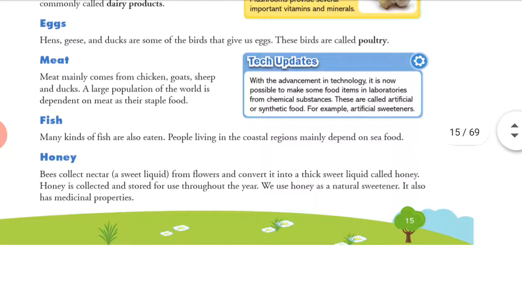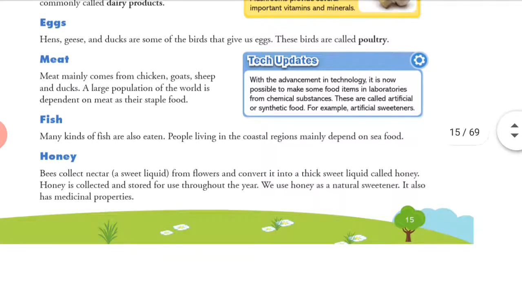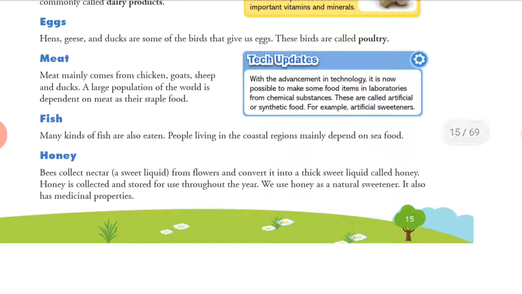Fish. Many kinds of fish are also eaten. People living in the coastal regions mainly depend on seafood.